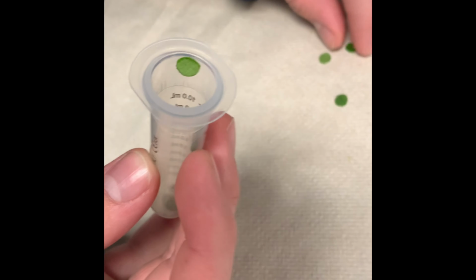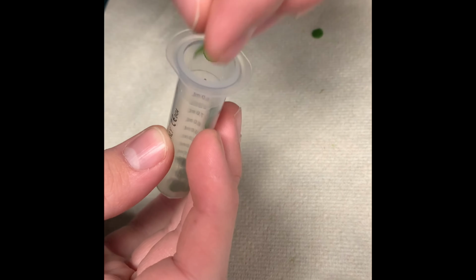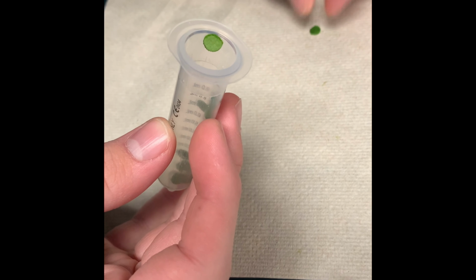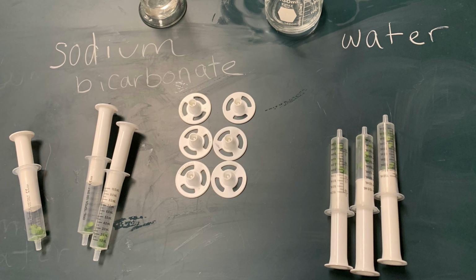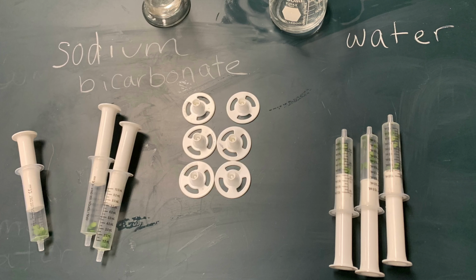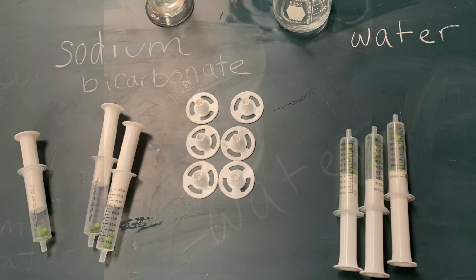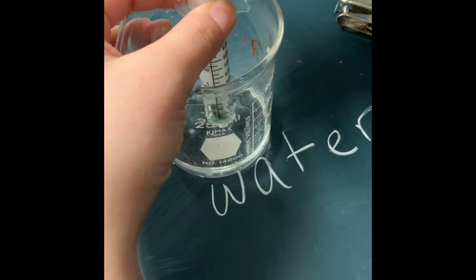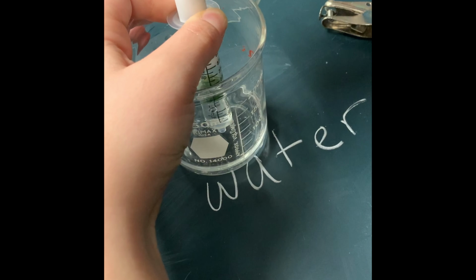Then, pull out the plunger from the syringes and carefully place 10 discs into each one, being sure to place the plunger back in the syringes. You should end up having 6 syringes with 10 discs in each. 3 of them will be reserved for water, and the other 3 will be reserved for sodium bicarbonate. Now you will fill 3 syringes with 5 milliliters of water, and the other 3 syringes will be filled with 5 milliliters of sodium bicarbonate.